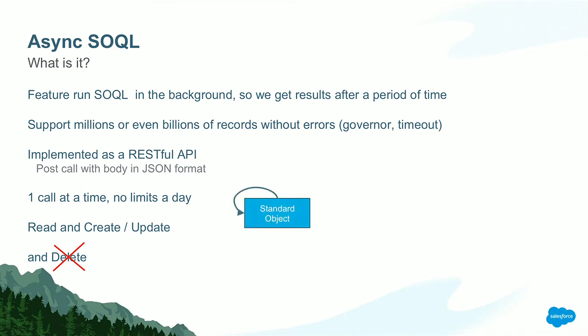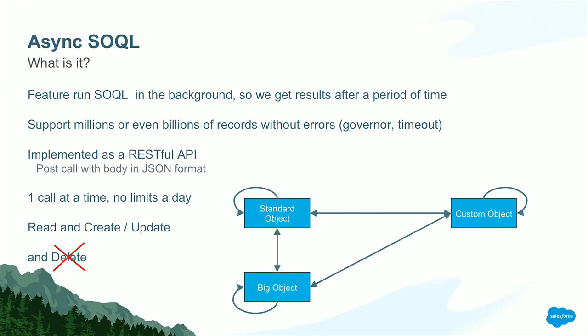So we can read and create standard objects. We can read and create custom objects. We can read standard objects and create custom, and the other way around. And with big objects, the same: from big objects to big objects, from big to standard and custom objects, and from them to big objects.